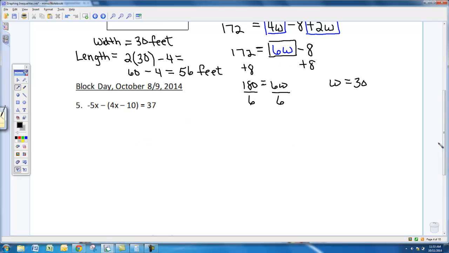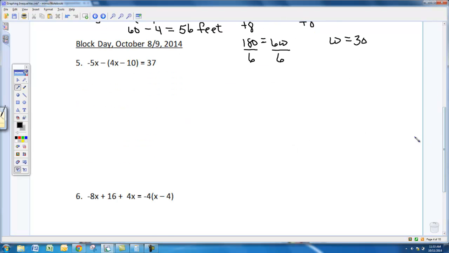Okay, moving down to number 5. We need to simplify and solve this problem. Notice that the parentheses does not have a number in front of it. So we're going to write in a 1. That means we need to distribute a negative 1. Let's again get our rules for multiplying and dividing handy, and also our rules for combining like terms, because we'll need both of those.